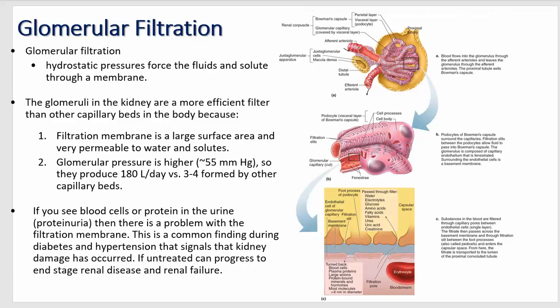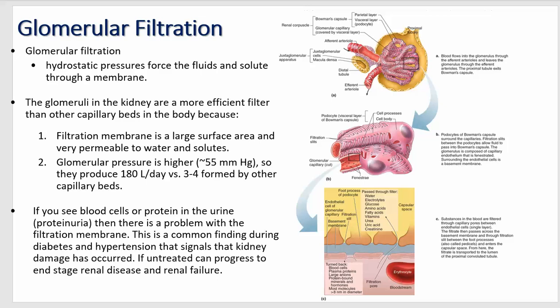So glomerular filtration, hydrostatic pressure, a lot of this stuff we've already talked about. Hydrostatic pressure forces the fluids and the solutes through that membrane. The glomeruli in the kidney are a more efficient filter than other capillary beds because, well, one thing is just surface area. So many capillaries and so many of these nephrons, 1 million in each kidney or so. I don't know who counted them, but that's what everybody says. But that's a lot, and there's a lot of surface area, so you've got a lot of filtration that can happen. So you've got that 180 liters per day, as compared to 3 to 4 by other capillary beds.